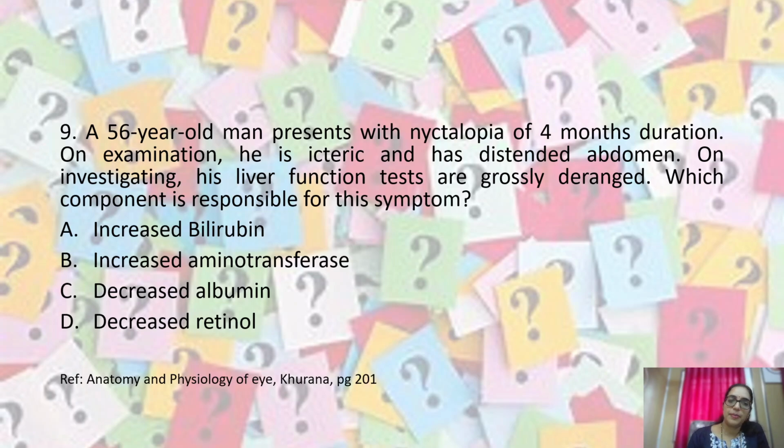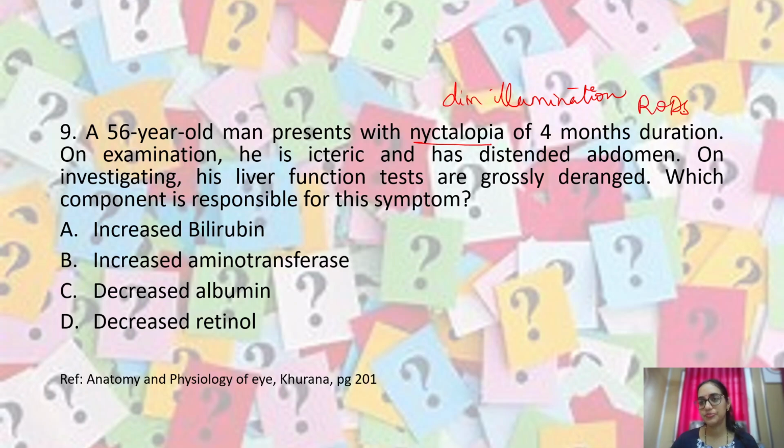A 56-year-old man presents with nyctalopia of 4 months duration. On examination, he is icteric and has a distended abdomen. On investigating, his liver function tests are grossly deranged. Which component is responsible for this symptom? So here we are talking about nyctalopia or night blindness. Night blindness doesn't mean he has a problem only in the night. It means that he has a problem in dim illumination. This is an old terminology. You should not get confused. A problem in dim illumination is because of dysfunction of the rods.